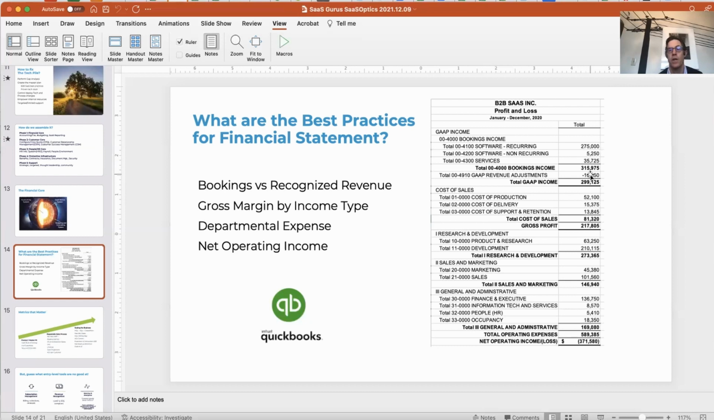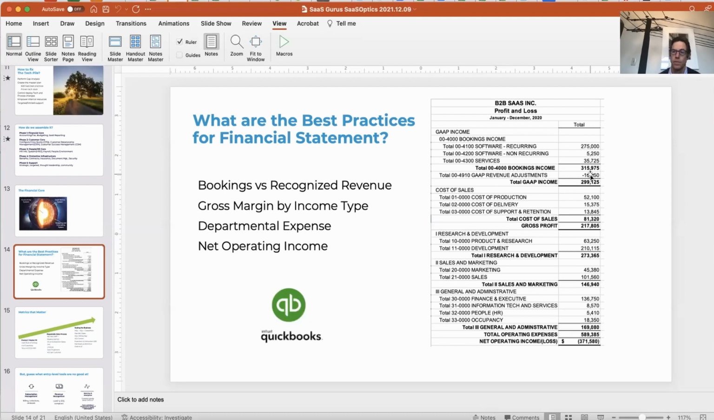And theoretically, on that GAAP revenue adjustment, you could break it out into the corresponding line items of recurring, non-recurring, and services. Yes. Exactly. Because SaaS Optics is set up at the line item level, and that's the beauty of the system. Each one of those line items is a product SKU and has its own revenue recognition rules. So if it's services, boom.